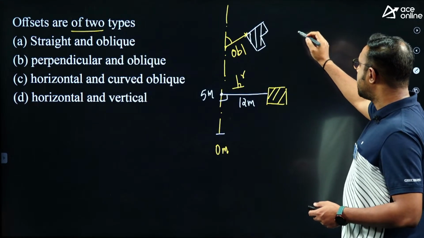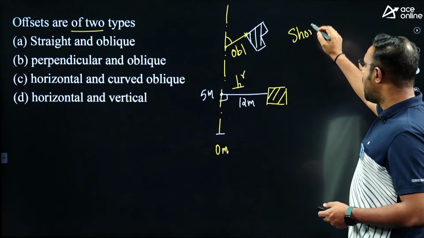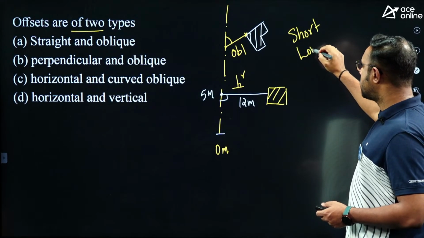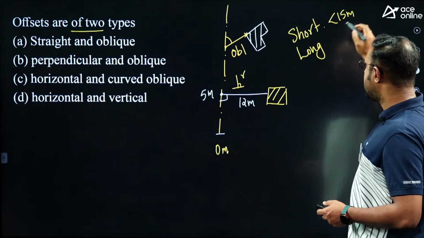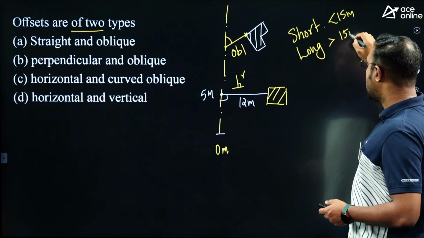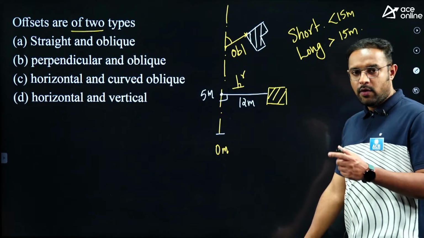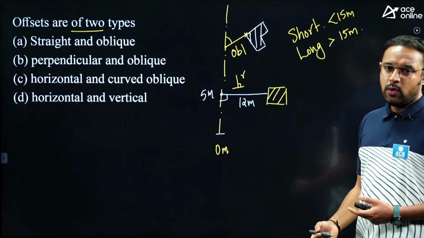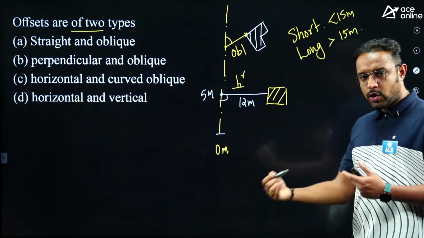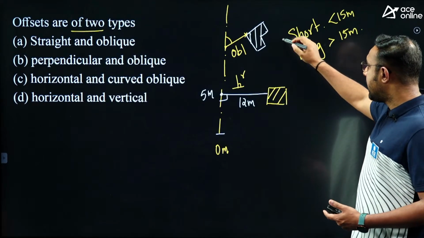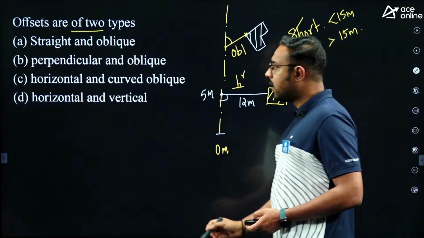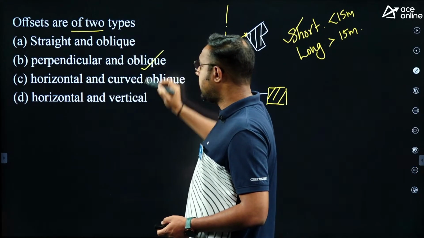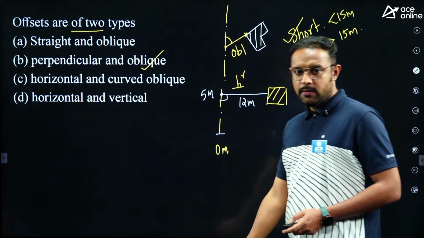Similarly, based on length, we have short and long offsets. Remember, short offsets are less than 15 meters and long offsets are greater than 15 meters. If you ask me which one I prefer to have in my field, shorter offsets or longer offsets, the answer is shorter offsets are always preferred. So the best possible options I can select are perpendicular and oblique.